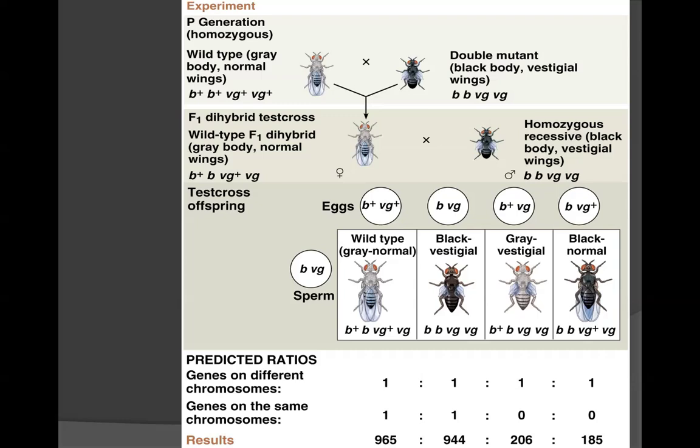We also see that the results indicate that we have 206 flies that have gray bodies and vestigial wings, and 185 of our offspring have black bodies and normal wings. We can see that there are many more parental offspring than recombinants. This indicates that these genes are in fact linked on the same chromosome.